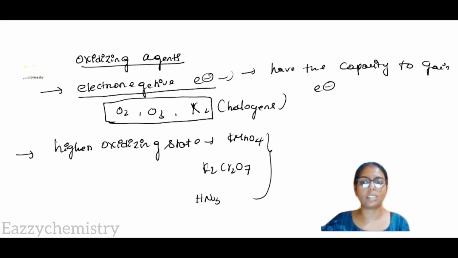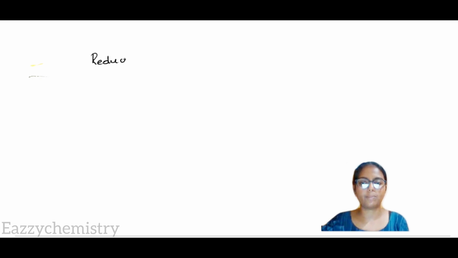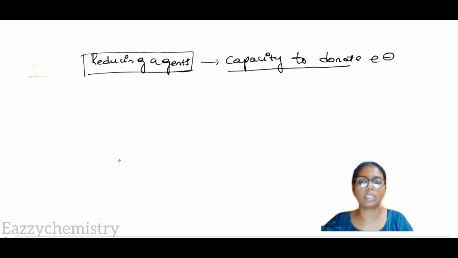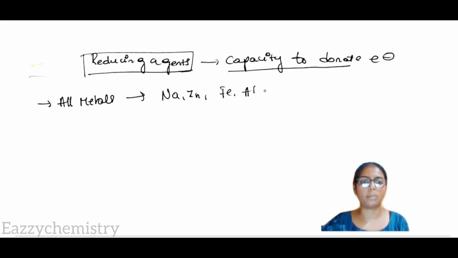And if you look at the reducing agents, these are species which have the capacity to donate electrons. Let's look at some examples. All metals act as reducing agents, for example sodium, zinc, iron, aluminium, etc. So all metals are examples of reducing agents.